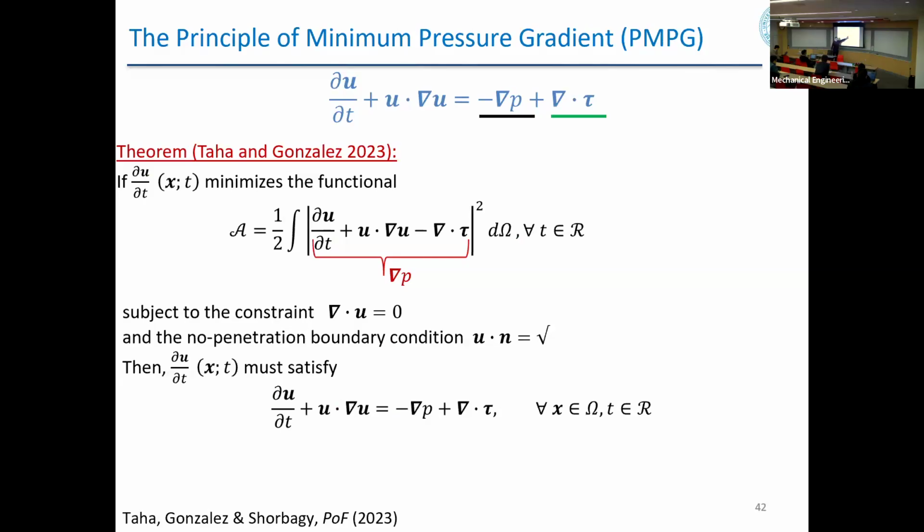It holds whether you have viscosity or not, laminar, turbulent, it doesn't matter. 2D, 3D, it doesn't matter. In fact, you can have any arbitrary viscous model, viscous stress, Newtonian fluid, non-Newtonian fluid. You can have additional forces, electromagnetic forces, and still the principle is valid with the exact same statement. The total magnitude of the pressure force over the domain must be minimum at every instant of time.